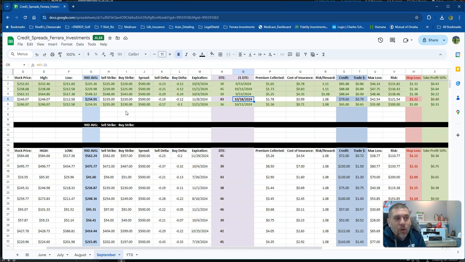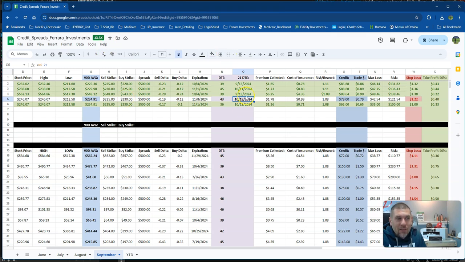After 21 days expiration, that theta is going to be in your favor. However, after 21 days expiration is your best chance that you can get assigned that option, whether it's a call or a put. And you don't want to get assigned it. It could be an early assignment. Even if it's going a little bit against you, you can get early assigned on it. It doesn't happen often, but it can happen.